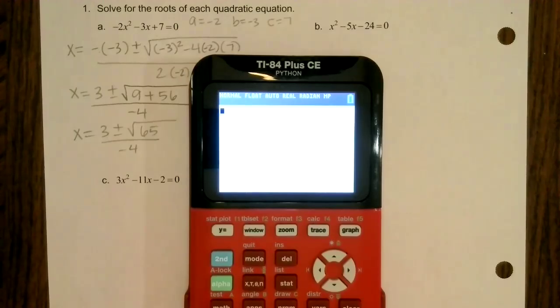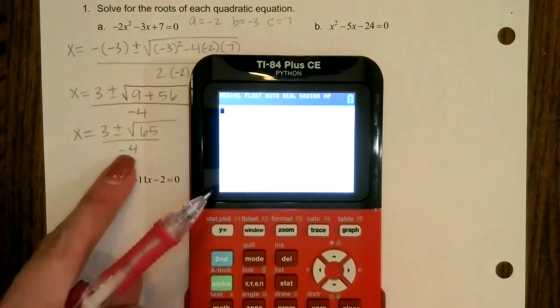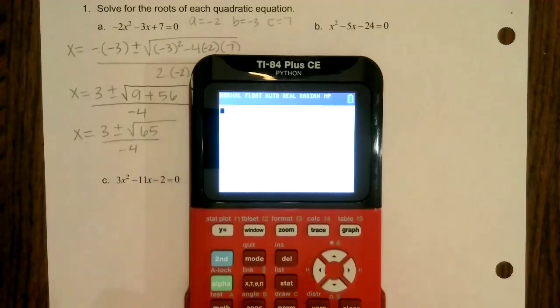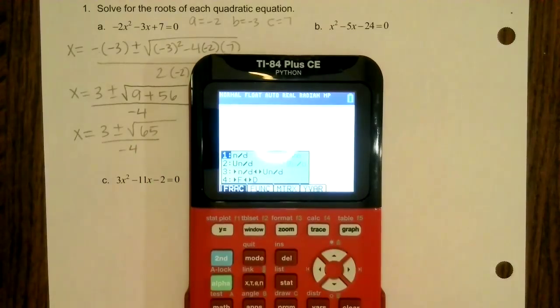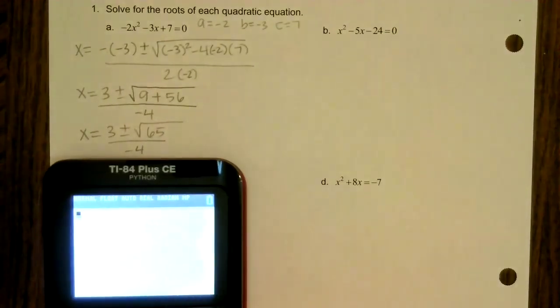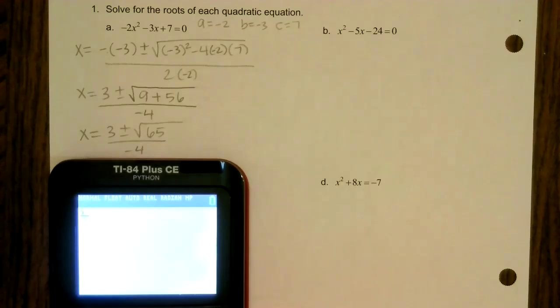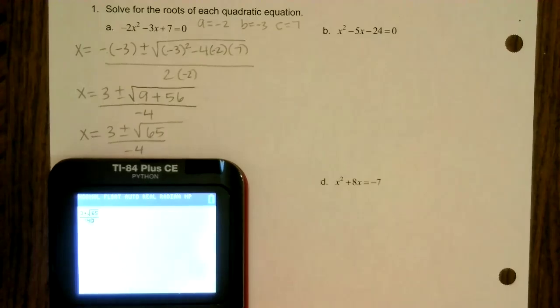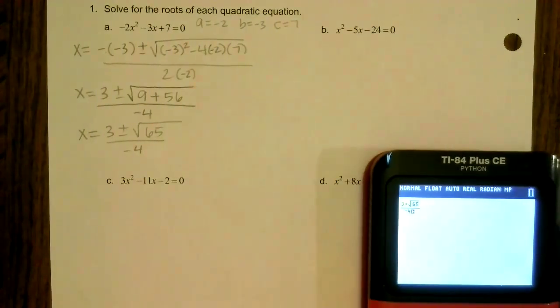If you want to get the decimal approximation, because this is the exact answer, this is a good answer. But if you want to get the decimal approximation, hit alpha y equals so you get a numerator over denominator, and then you can put this in the way it looks on your paper there. So we get 3 plus the square root of 65, and then in our denominator, we're going to put in negative 4. You can't see that very well. Let me put it over here. There we go. And I hit enter, and there's my decimal approximation.